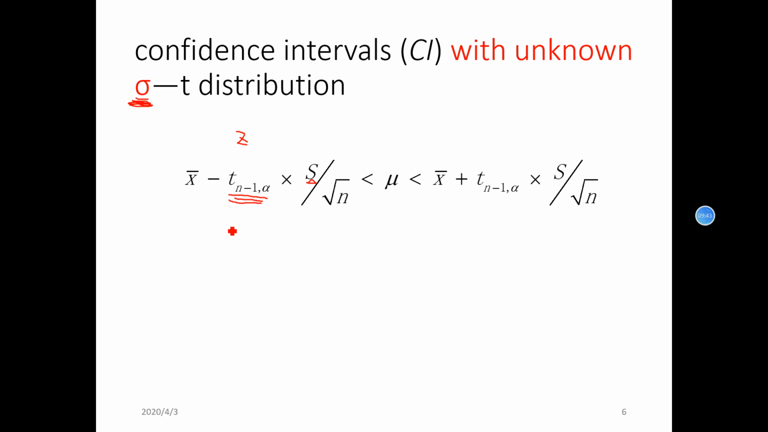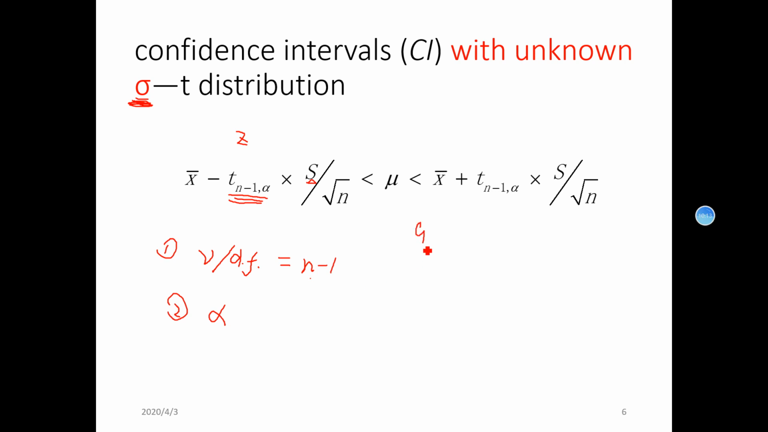In table A2, if you want to find a t value, you need two numbers. The first one is nu, or we call it degree of freedom, df. Nu equals n minus 1, where n is the sample size. This is the first number you need. And the second number you need is alpha.